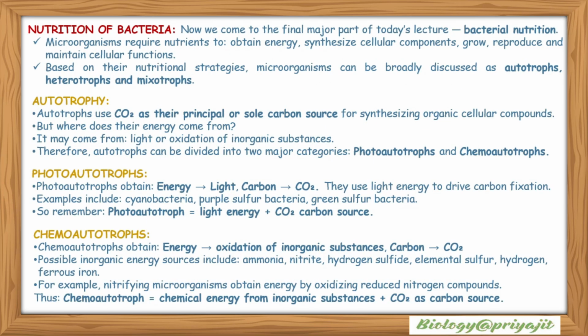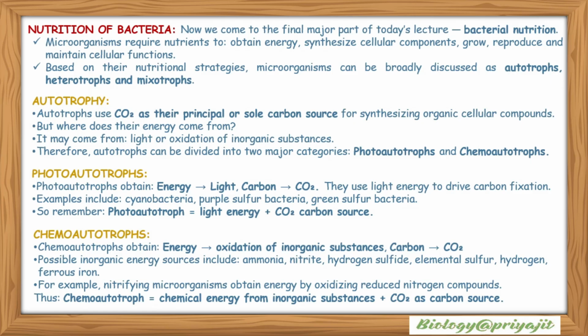Nutrition of bacteria. Now we come to the final major part of today's lecture, bacterial nutrition. Microorganisms require nutrients to obtain energy, synthesize cellular components, grow, reproduce and maintain cellular functions. Based on their nutritional strategies, microorganisms can be broadly classified as autotrophs, heterotrophs and mixotrophs. Autotrophs use carbon dioxide as their principal or sole carbon source for synthesizing organic cellular compounds. But where does their energy come from? It may come from light or oxidation of inorganic substances.